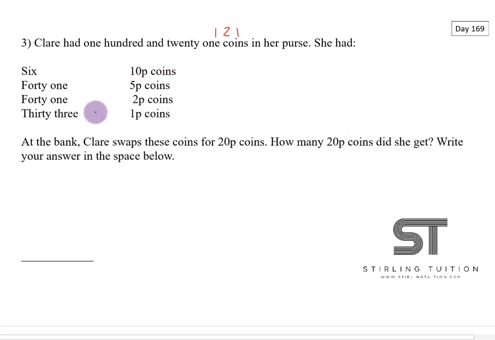So we need to see what the total of all of these is. So we've got 6 10p coins, which is 60p. We've got 41 5p coins. So we need to do 41 times 5. 5 ones are 5, 5 fours are 20. So we've got 205p in 5p coins. We've got 41 2p coins. So 41 times 2, so just double 41, which is 82. So we've got 82p in that. And then we've got 33 1p coins. So we've got 33p here.